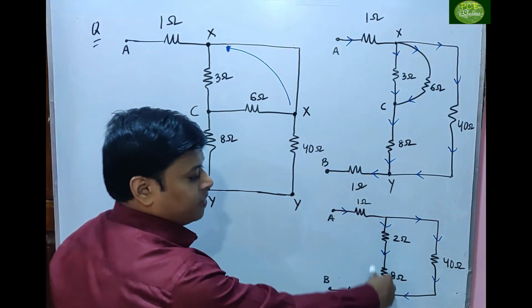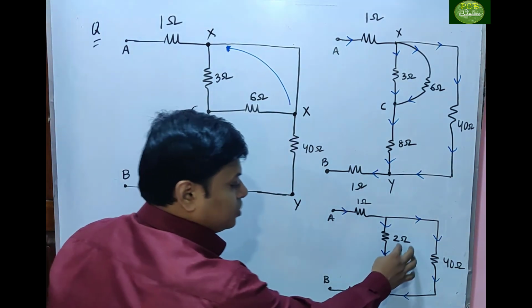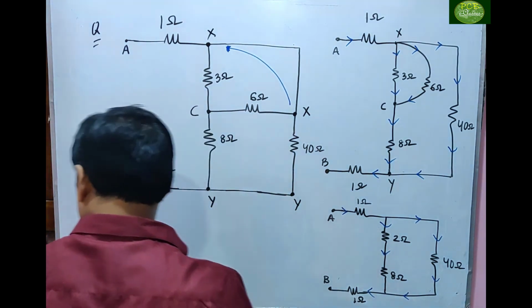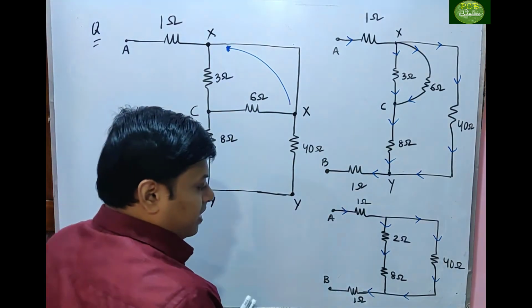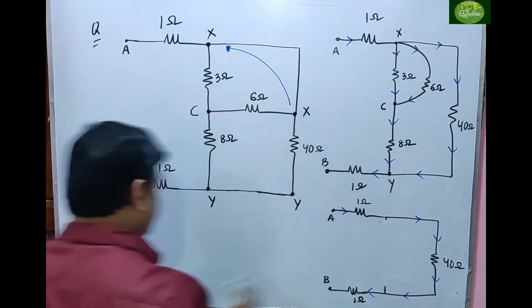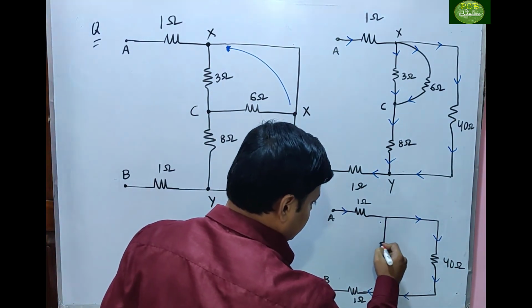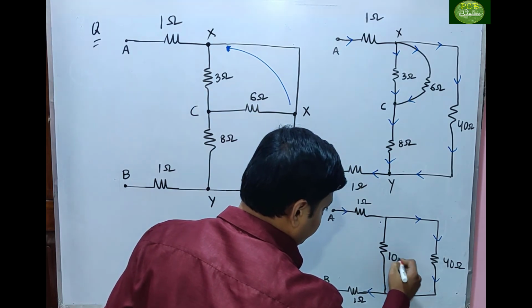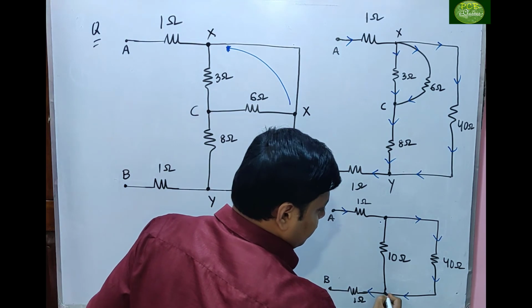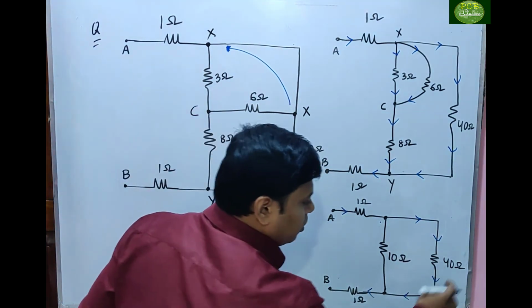Clear? Now same current assumption direction, divided. Current flowing in the 2 ohm and current flowing in the 8 ohm both are same. Then can I say this 2 ohm and 8 ohm are in series? Yes, we can say these two are in series. So what I'll do, I'll replace this one with 8 plus 2, that is 10 ohm. Now 10 ohm starting point, 40 ohm starting point and ending point both are common. So can I say 10 ohm and 40 ohm are parallel?